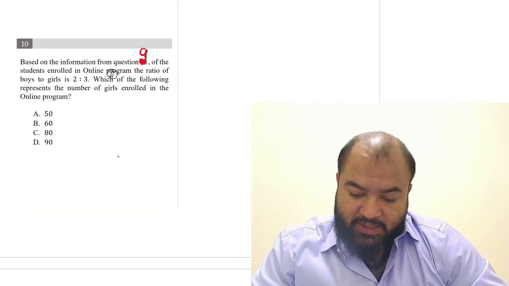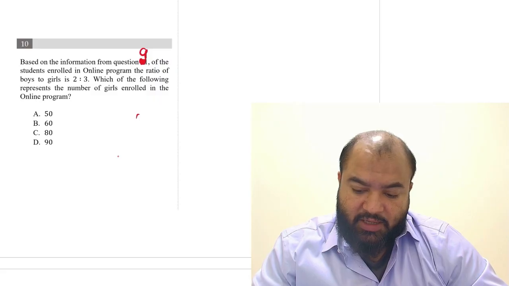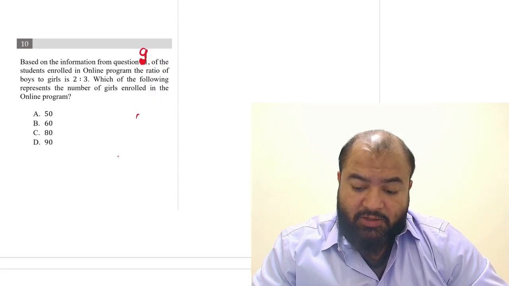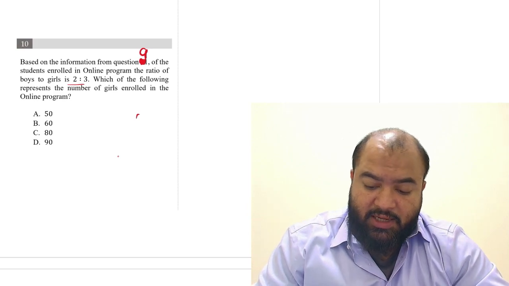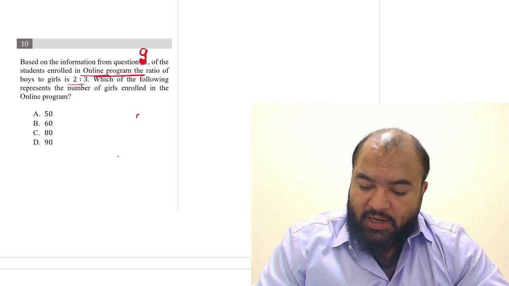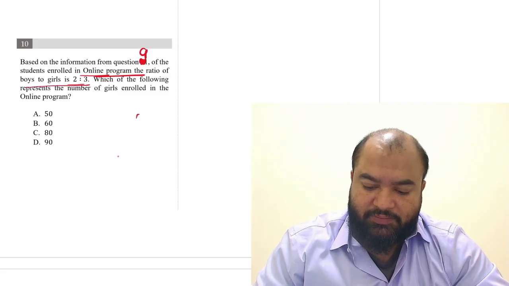Number 10. Based on the information from question number 9, of the students enrolled in the online program, the ratio of boys to girls is 2 to 3. Which of the following represents the number of girls enrolled in the online program? So let's look at it again. Of the students enrolled in the online program, the ratio of boys to girls is 2 to 3.